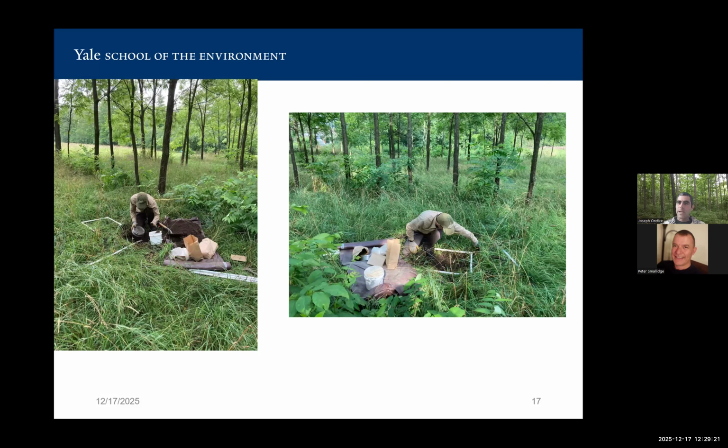So here's some of that sampling that Will conducted. You can see on the left, he's sorting forage roots out of the topsoil to collect all those forage roots and separate them from tree roots. And on the right, he is clipping forages within our fixed area plot at one of the subplots in this silvopasture in New York.